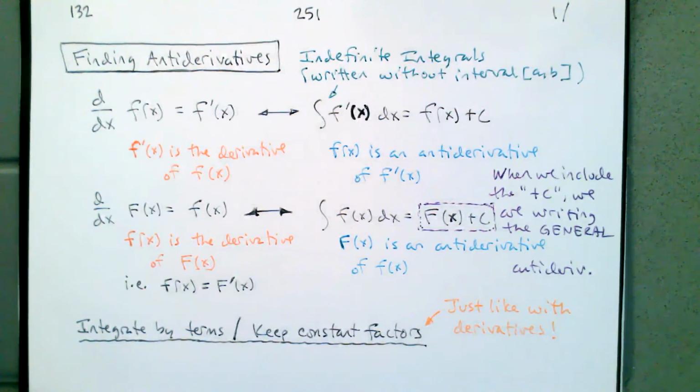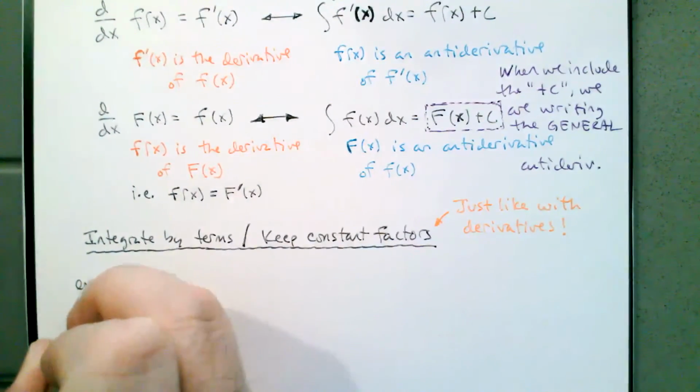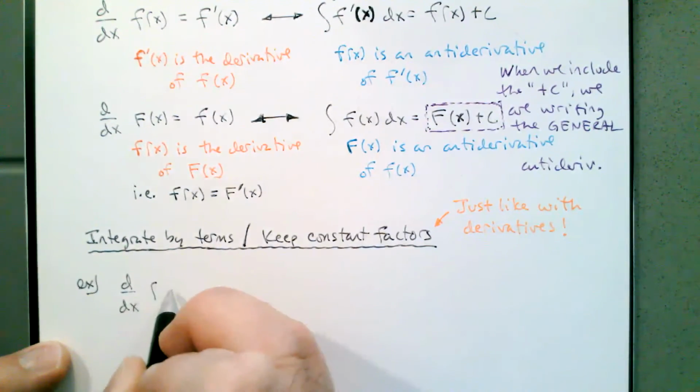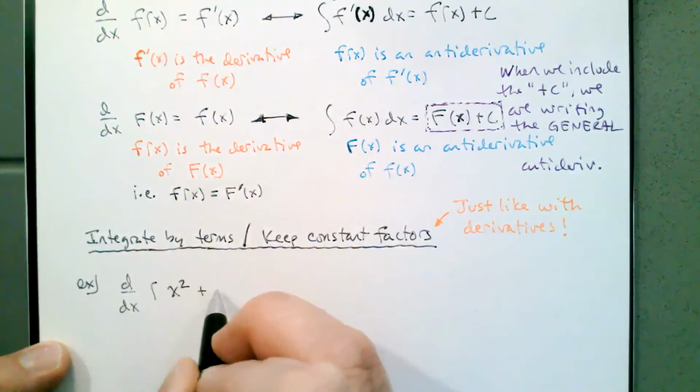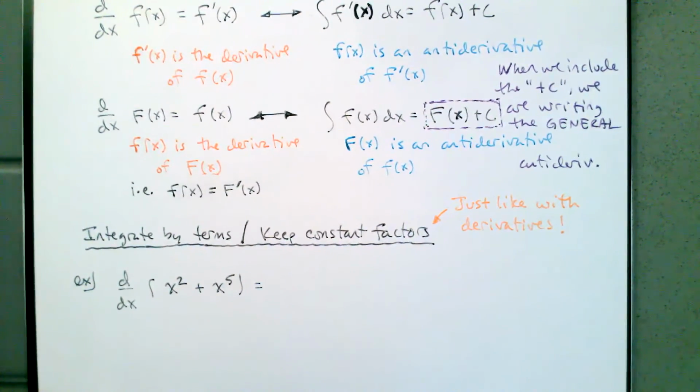All right, yesterday we introduced a bunch of derivatives and turned them into indefinite integrals. We just want to practice that today. One of the things that we remember from derivatives is that we can differentiate by terms and we just keep constant factors. So for example, if I want to find the derivative of x squared plus x to the 5th, I can just take the derivative of each term.